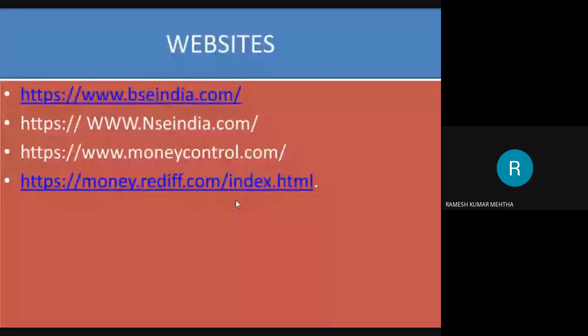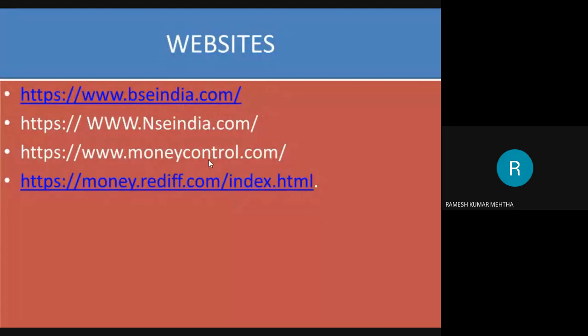Swaraj Engines, holding lakh shares. Kirloskar Newman, 64 lakh shares. Kirloskar Brothers, 1 crore 90 lakh shares. Kirloskar Oil Engines, 82 lakh shares, and so on. Value runs into some thousand, some 800. If there is an increase in the market, the value also will increase. Some of the websites you can refer to for getting the annual report and general financial information of the company are BSE India, NSE India, moneycontrol.com, and money.rediff.com.